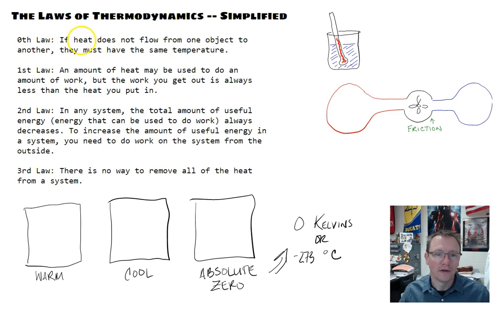So the 0th law says if heat does not flow naturally from one object to another, they must have the same temperature. I should put in there "naturally," so it's important that you understand we're not talking about forcing heat to flow. I mean spontaneously, without any additional energy being added to the system. It will flow naturally from one object to another if they have different temperatures. But once they have the same temperature, heat does not flow anymore because they've reached thermal equilibrium.